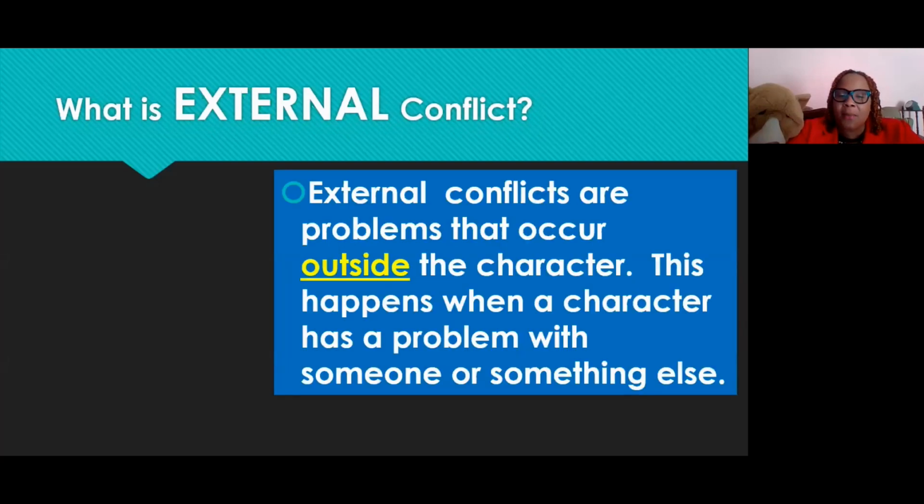External conflicts are problems that occur outside of the character. This happens when a character has a problem with someone or something else. So for example, I cannot bring honey into this house because Mr. Brown keeps stealing my honey. I'm sorry, Mr. Brown. He doesn't want me to tell you his business. I have to hide all the cookies. I can't tell you where I have them hidden, but I have to hide them because in the night, Mr. Brown is all around the place, walking, looking for food. So that's an example of an external problem.